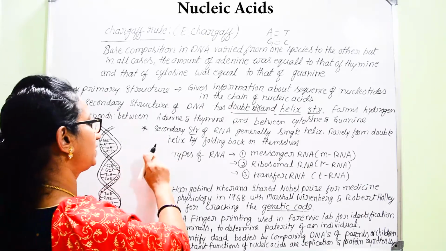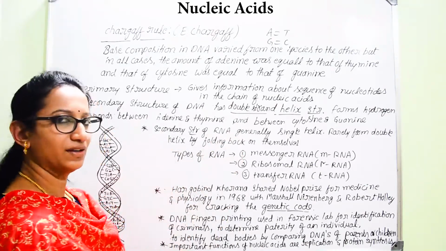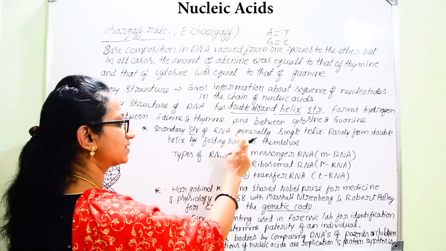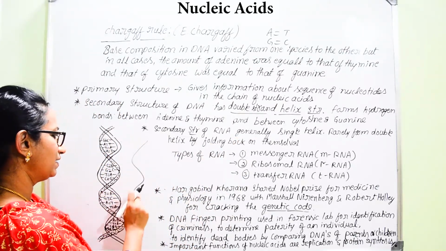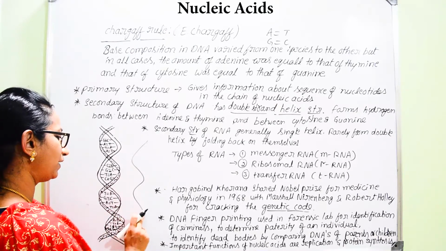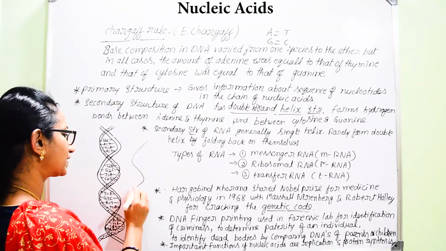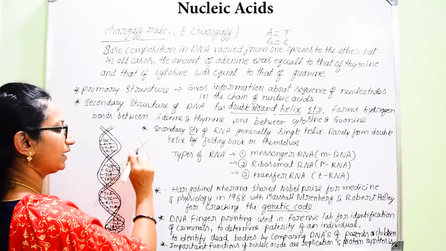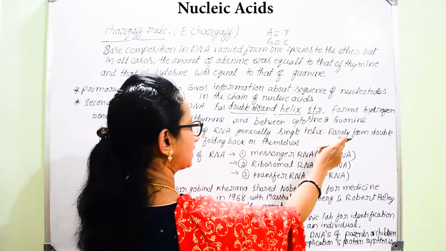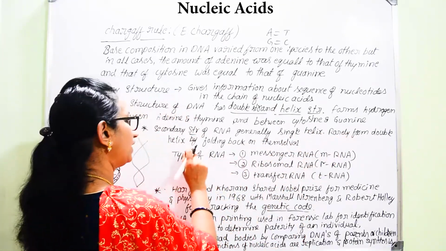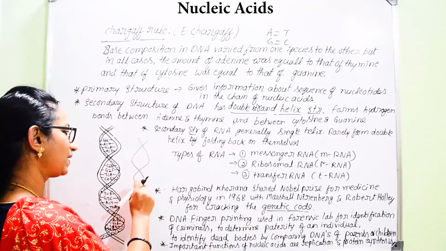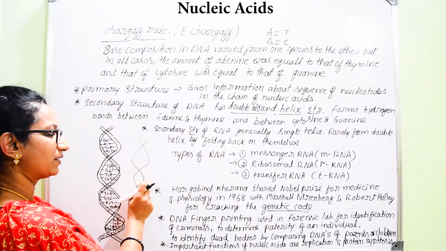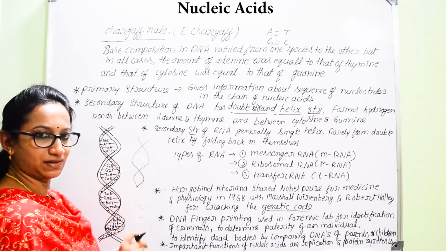But if you go for the secondary structure of RNA, usually RNA exists as a single-stranded structure. But very rarely, the same polynucleotide will wind around itself to form a double helix structure. That is rarely found, and it is formed only by the same polynucleotide chain winding around itself.